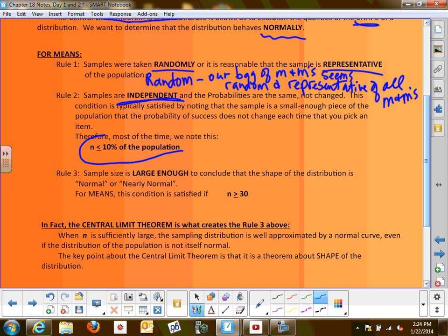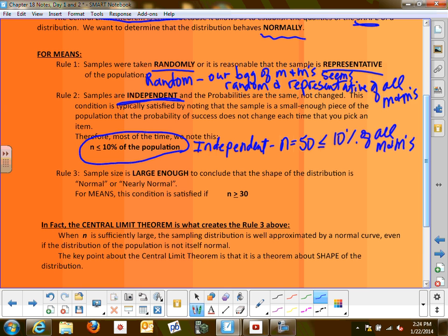This is the mathematical stipulation that we follow. So for our M&Ms, we would say, all right, let's check the independence condition. It would say our sample of 50 is less than or equal to 10% of all M&Ms. So if our sample is small enough that it's less than 10% of the population, then picking out one sample is not affecting the probability of another sample. That's what this is saying.